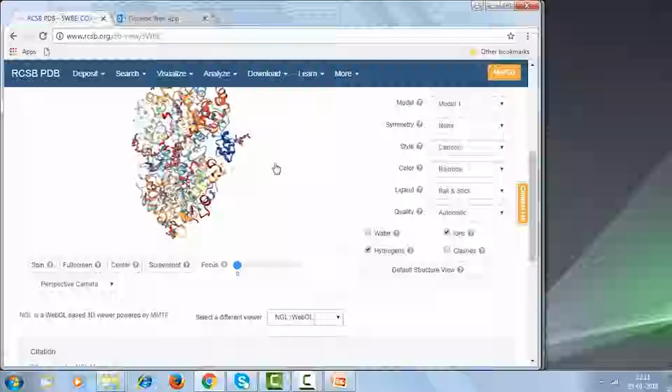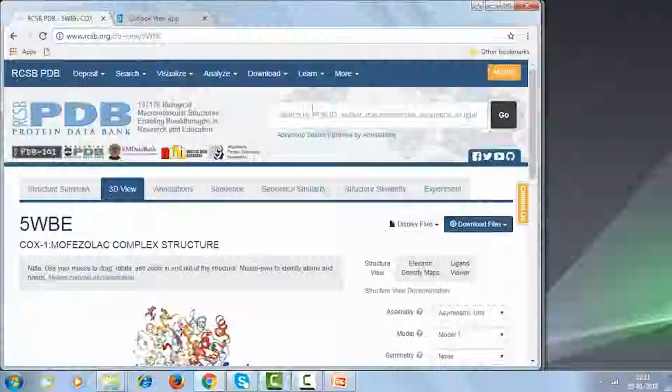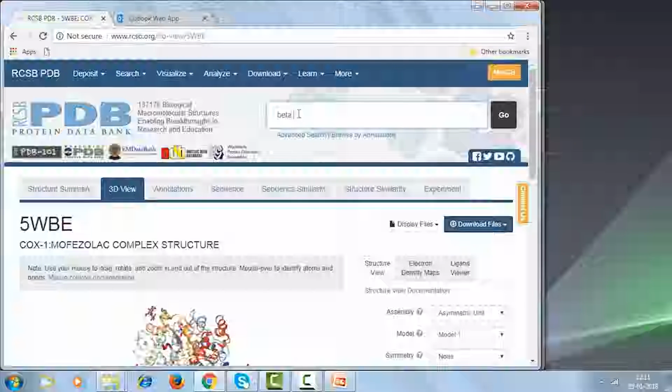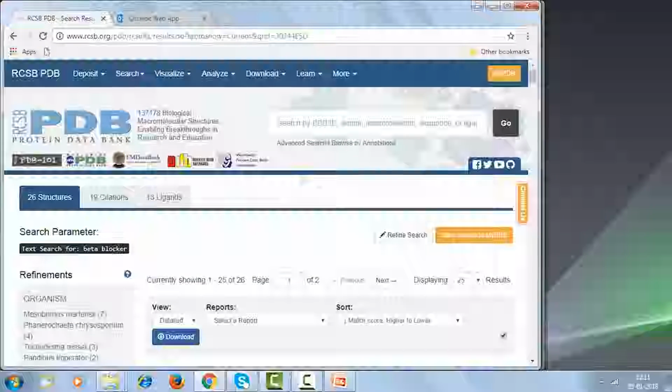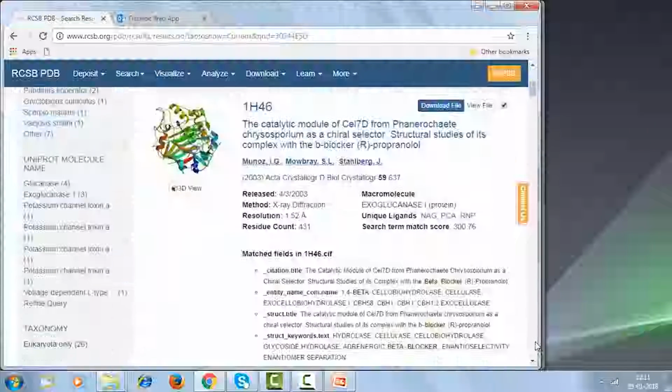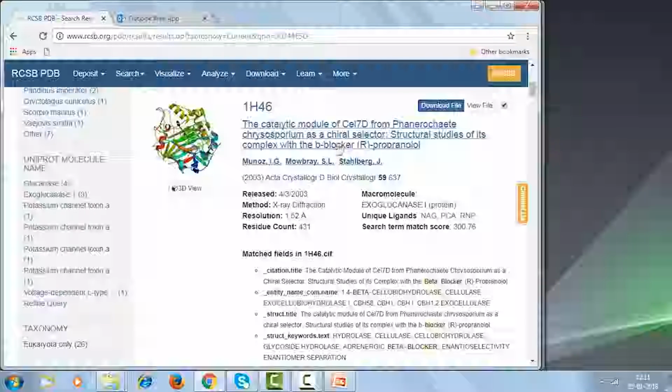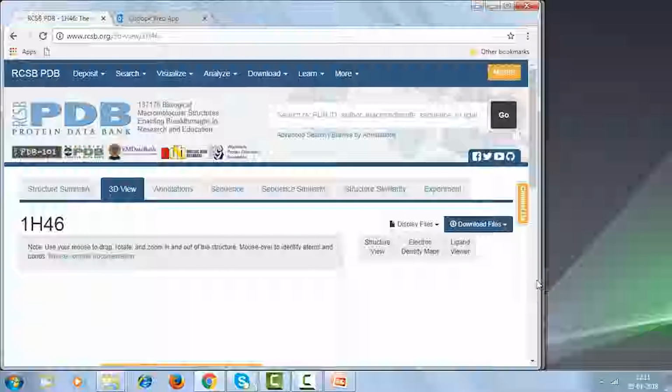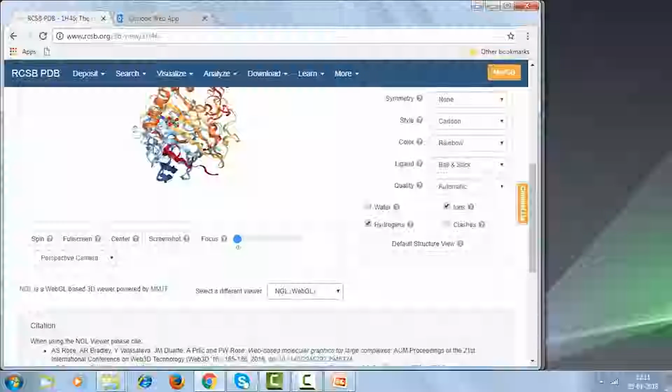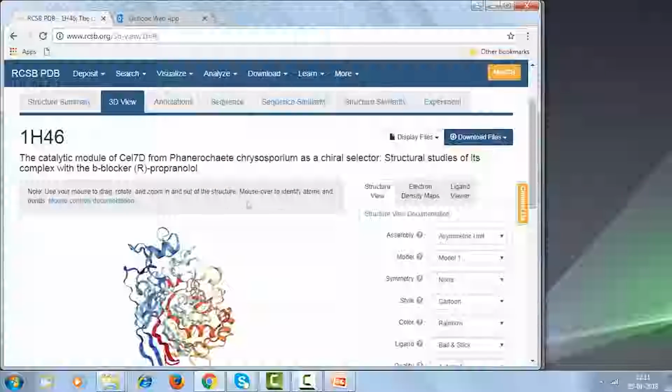Again, there are structures available for beta blockers, as you can see here. There are many beta blockers, almost 25 of them. We have the drug propranolol bound to that. So a lot of drugs are there, and a very nice 3D structure is available, with the drug propranolol bound to the beta receptor.